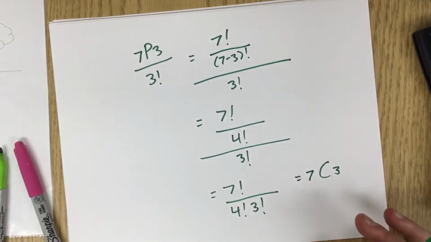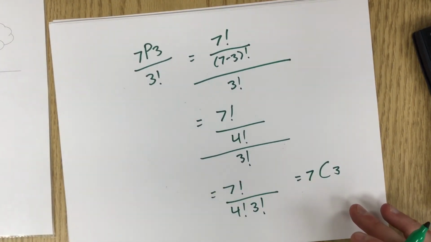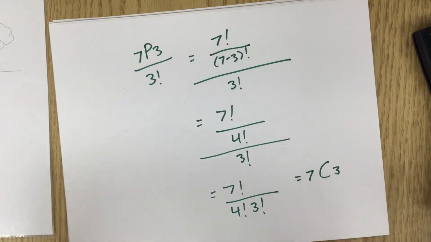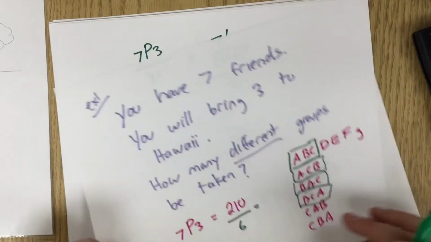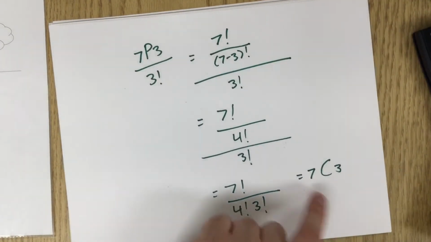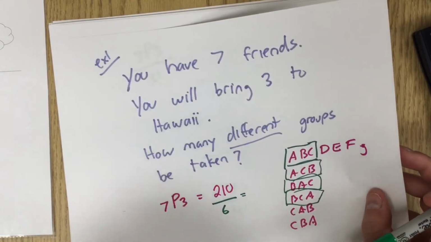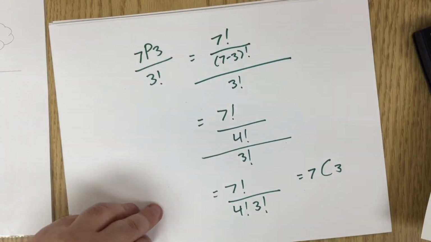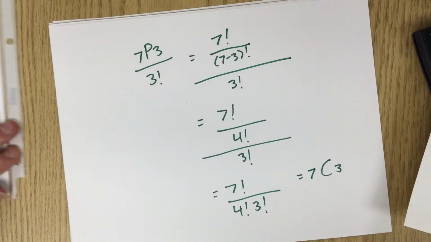I've gone through that relatively quickly. You could go through it slowly and convince yourself that it's true. But the point is that if order does not matter, then we're going to use combinations. Permutations are when order matters. Combinations are when we're picking groups, and the order just doesn't matter.